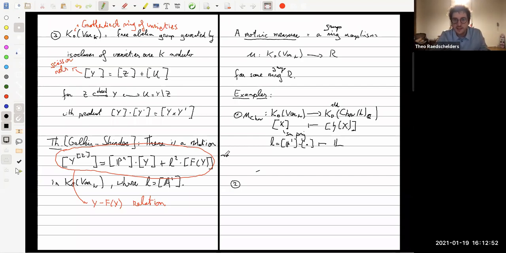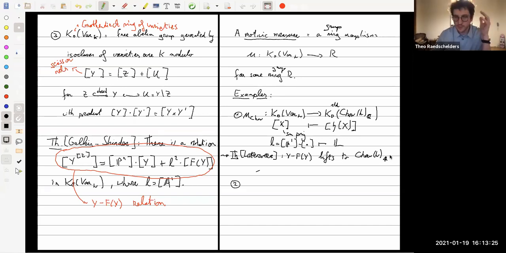But in this case, it's in fact a theorem of Robert-Laterweer, that actually this YFY relation lifts to Chow itself. So it doesn't hold up to direct summands, we just get an isomorphism of Chow motives.